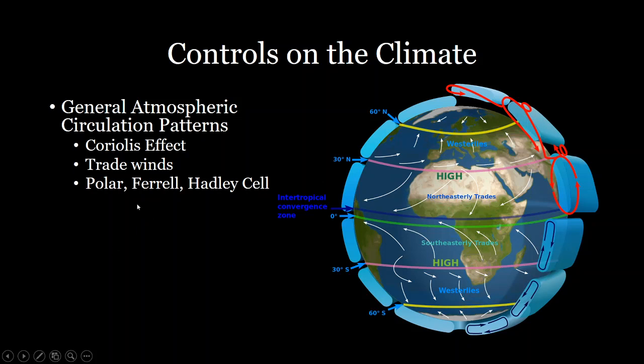So we have three major cells. The polar cell, which is at the top and the very bottom of the planet, the Ferrel cells, which occur in the mid-latitudes, and the Hadley cells, which are nearest to the equator. And we'll talk about that more further on.